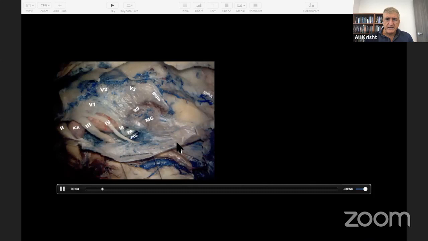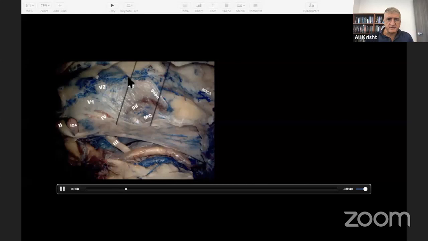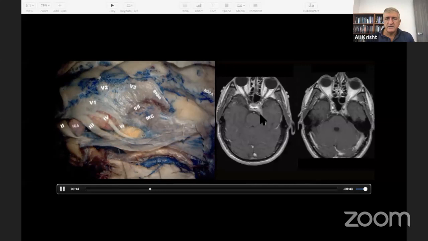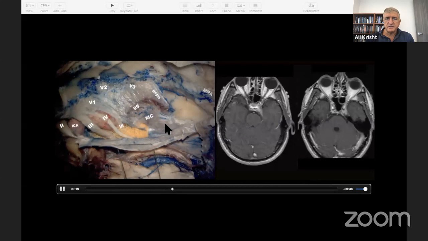And then this is a tumor which is small that you can see in that corner of the cavernous sinus, under the fourth nerve, sixth nerve. It's a patient who presented with a sixth nerve palsy. And to me, this is a surgical lesion.